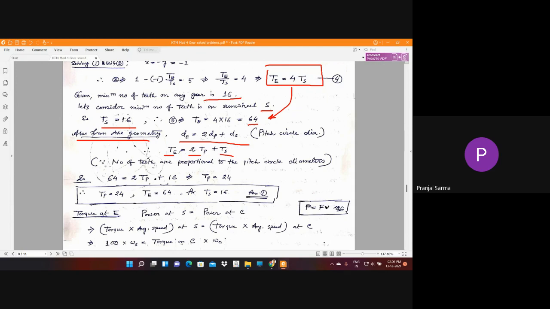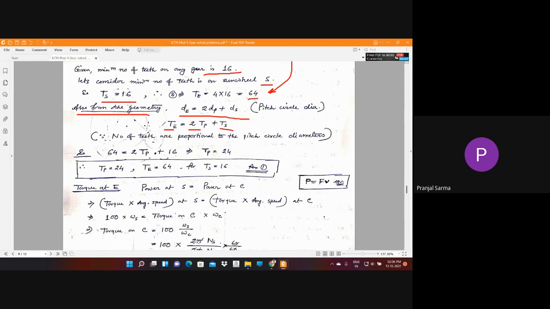Now, Te is already obtained, so we can use this value here. 64 equals 2 into Tp plus the number of teeth in the sun, already considered as 16. So from there Tp becomes 24. Now Tp is obtained. Ts we have considered to be 16 by considering the minimum number, and Te is 64. So the number of teeth for all the wheels, that is the planet gear, sun gear, as well as the external gear, is obtained. So this completes the first portion.